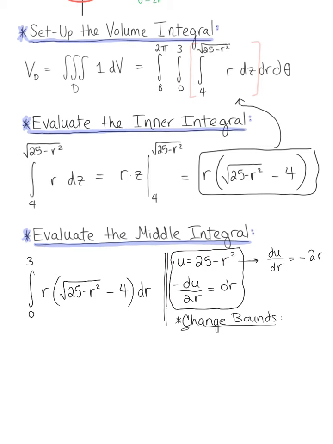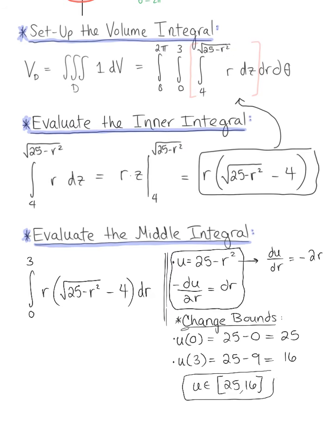So using u as our function, we have u of 0 is equal to 25 minus 0 squared is 0, which leaves us with 25. And then we have u of 3. So we have 25 minus 3 squared is 9, leaving us with 16. So this is letting us know that our u-bounds are from 25 to 16, which we recognize is a contradiction.